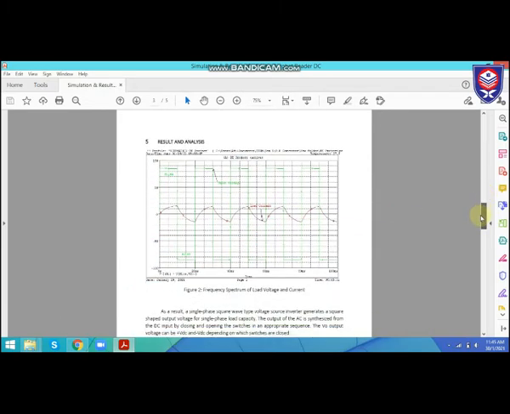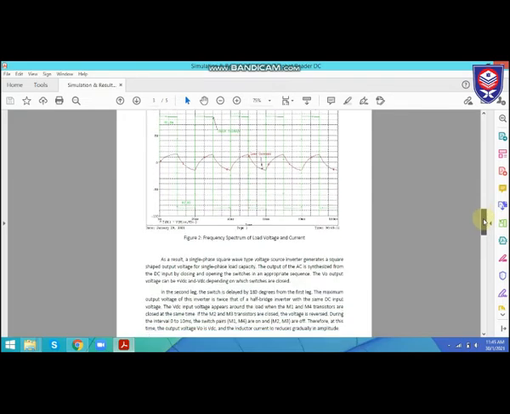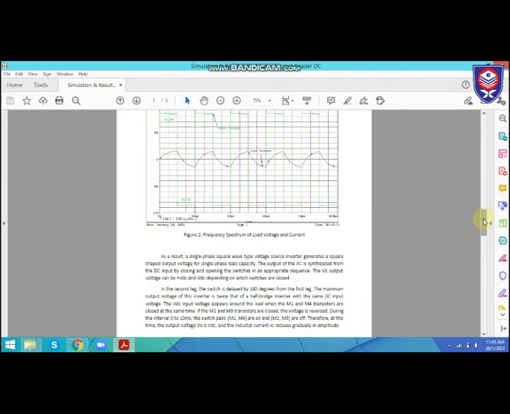So dekat sini kita dapati kami punya result analysis graf kami. Graf hijau ini adalah input voltage, iaitu square shape graph. Yang merah ini pula adalah load current yang berbentuk sawtooth. So ini adalah result kami single phase square wave type.